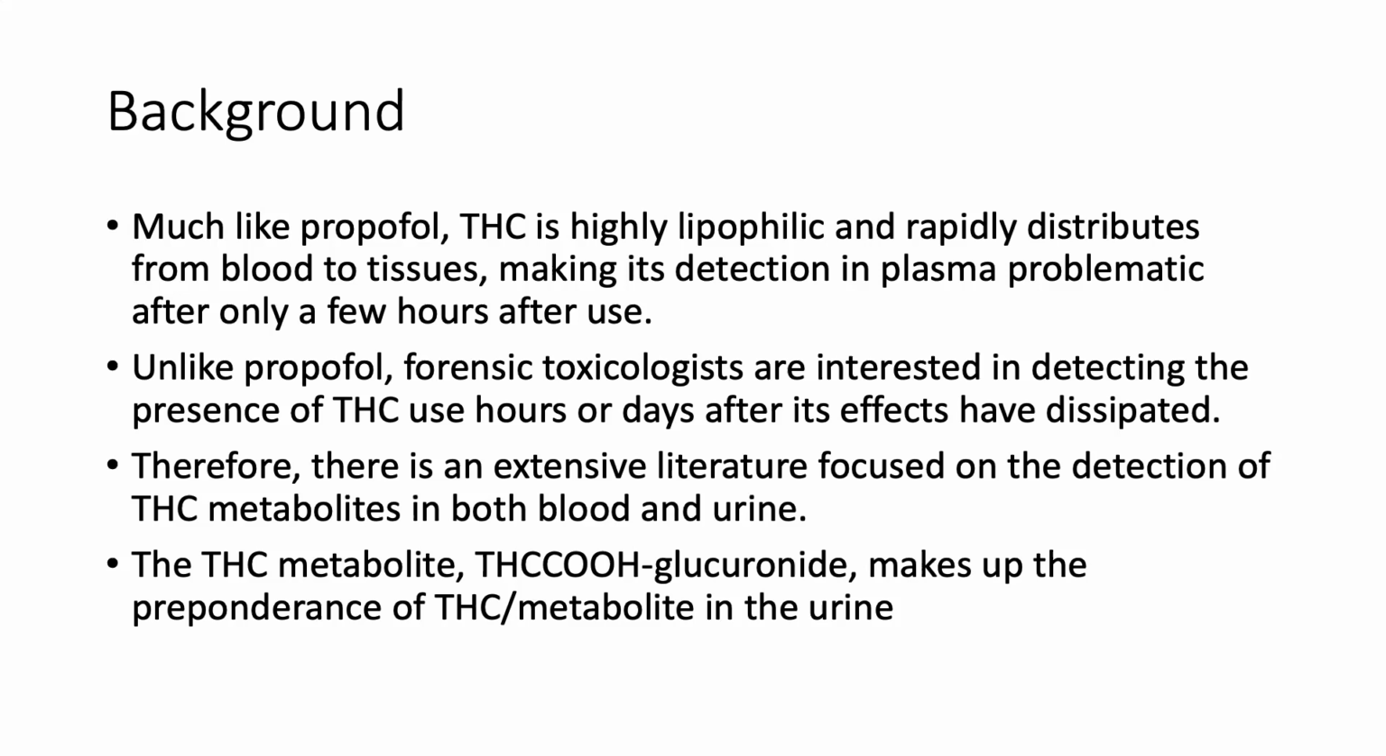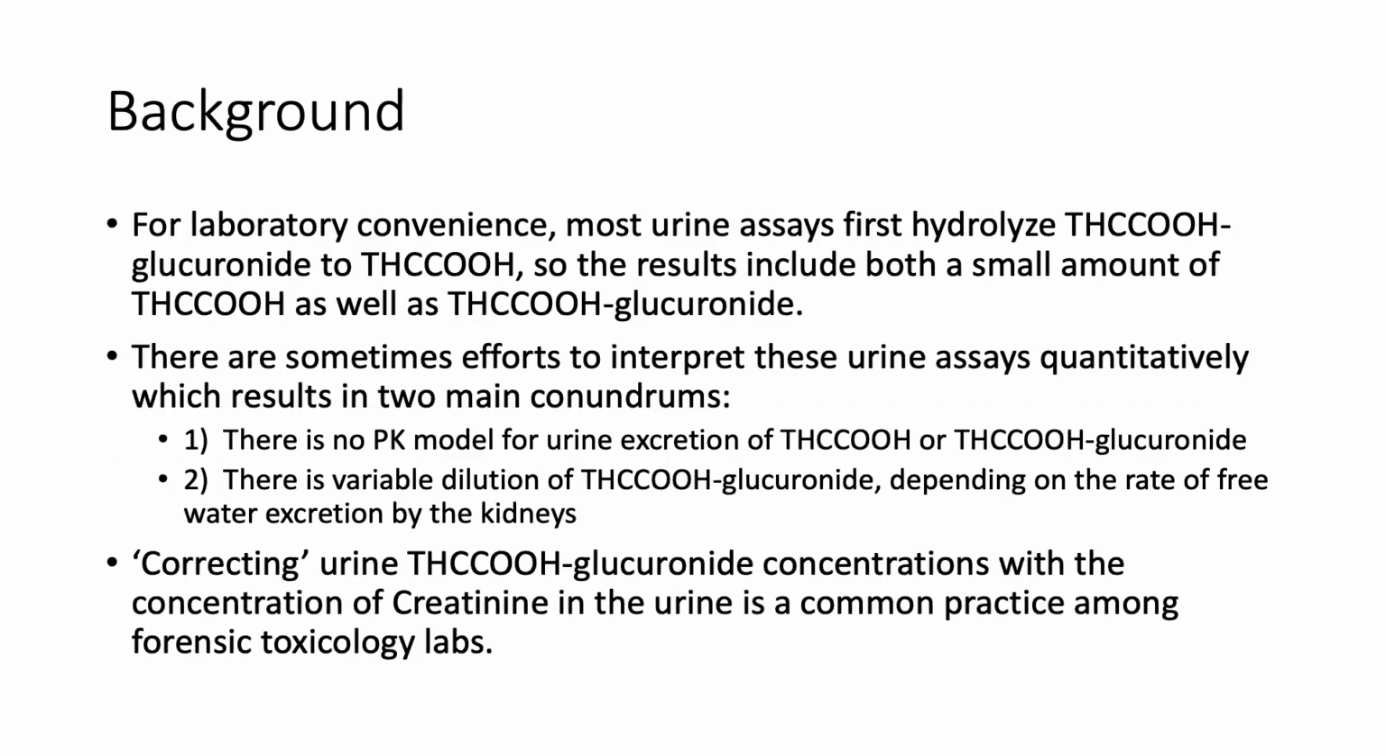The THC metabolite, carboxy-THC glucuronide, makes up the preponderance of THC metabolite in the urine. For laboratory convenience, most urine assays first hydrolyze the carboxy-THC glucuronide to carboxy-THC, so that the results include both a very small amount of THC COOH as well as carboxy-THC glucuronide.